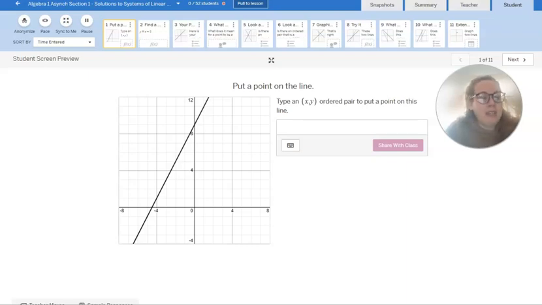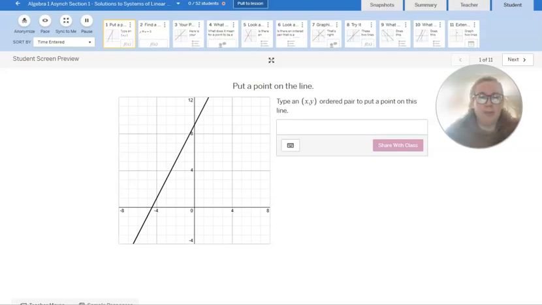We have 11 slides here that we're going to look at in this Desmos together. At any point, pause the video if you need to take a break, step away, or maybe you're taking notes. That's totally fine. As we go through this, we're going to answer the questions on each slide and then go to the next slide.